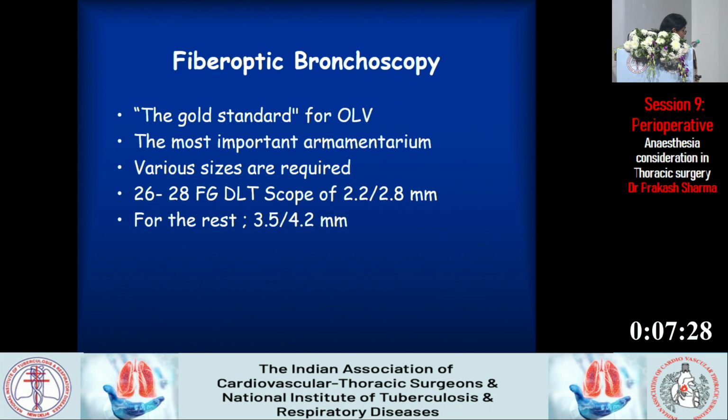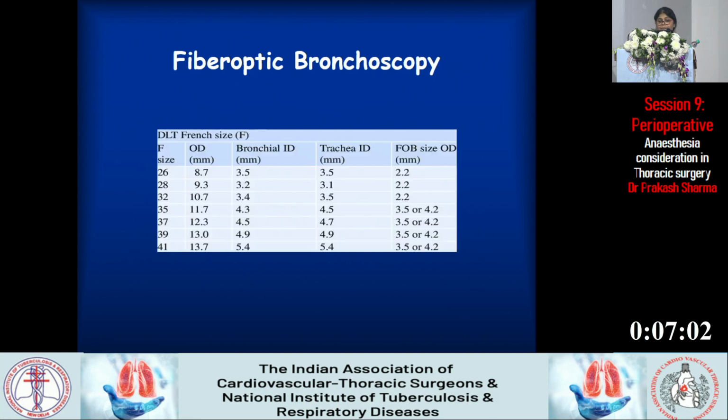Fiber optic bronchoscopy is a must. It is the gold standard when we have to provide one lung ventilation. It is the most important armamentarium for an anesthesiologist. Various sizes are required for successful conduct of thoracic surgery. For a 26 to 28 French gauge double lumen tube, a scope of 2.2 to 2.8 millimeter outer diameter would be enough, and for the rest a 3.5 to 4.2 millimeter scope.